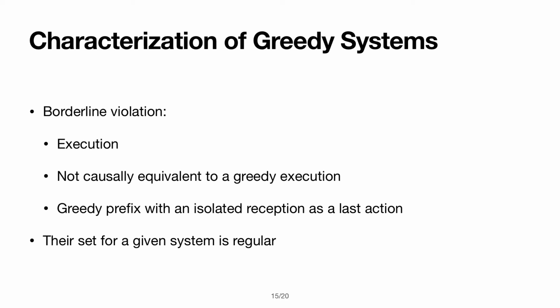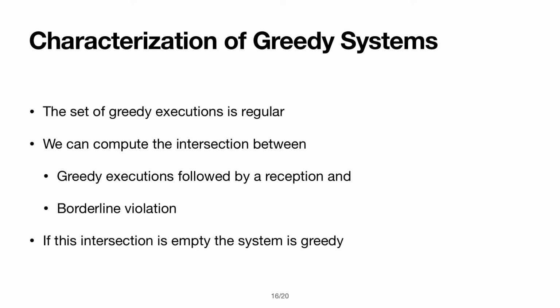We showed that the set of these borderline violations is regular, and we also showed that if a system is not greedy, it admits at least one borderline violation. And as we remember, the set of greedy executions is regular. If we compute the intersection between the set of borderline violations, which is a regular set, and the set of greedy executions of the system, adding a reception to them, we can answer the membership problem. If the intersection is not empty, then there is a borderline violation executable, and therefore the system is not greedy. If the intersection is empty, there are no borderline violations executable, and therefore the system is greedy.